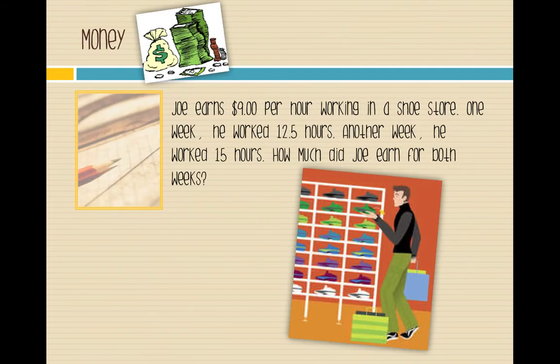All right, now for number 3, money. Joe earns $9 per hour working in a shoe store. One week he worked 12.5 hours. Another week he worked 15 hours. How much did Joe earn for both weeks?